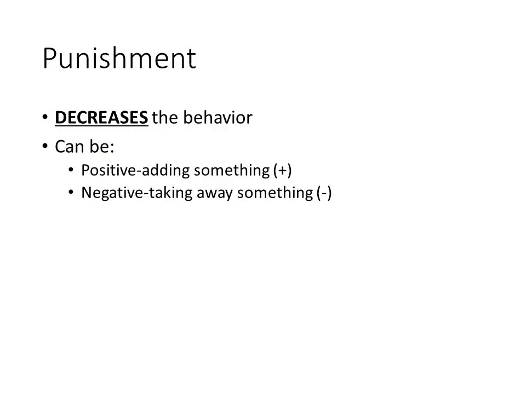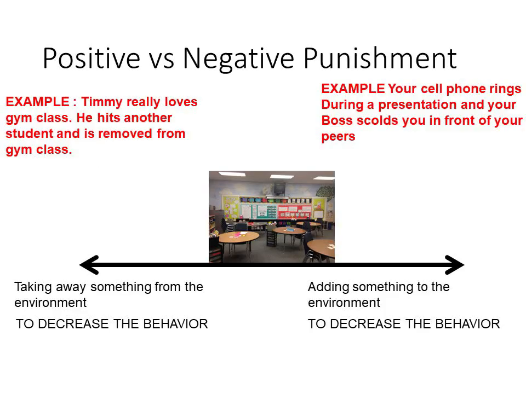When we talk about punishment, punishment specifically decreases the behavior. Again, this can be positive, adding something to the situation, or negative, taking something away from the situation. If we look at positive and negative punishment on our number line example, negative punishment takes away something from the environment to decrease the behavior. Positive punishment adds something to the environment to decrease the behavior.